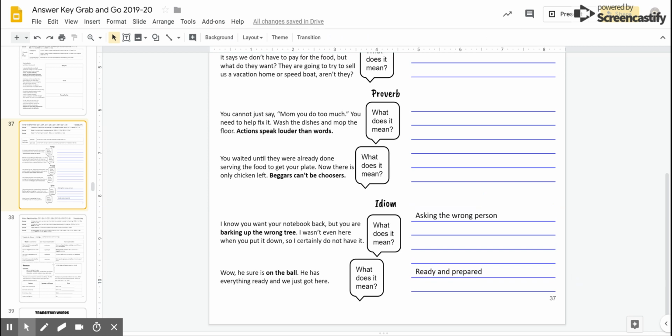And that one, I'm not sure where on the ball comes from. What I think in my mind is someone in the circus being able to balance themselves and being in control of what they're doing. That's the image that comes to my mind.